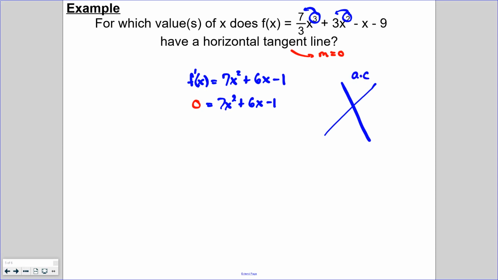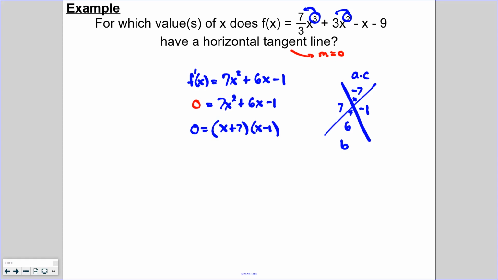In this top compartment, we're going to put our a value times our c value, which ends up being -7. In this bottom compartment, we're going to put our b value, which is 6. And on the two side compartments, we're looking for two numbers that multiply to be -7, but add to be positive 6. That's going to be 7 and negative 1. 7 times negative 1 is negative 7. 7 plus negative 1 is 6. So that means we can write our factors as x plus 7 times x minus 1.